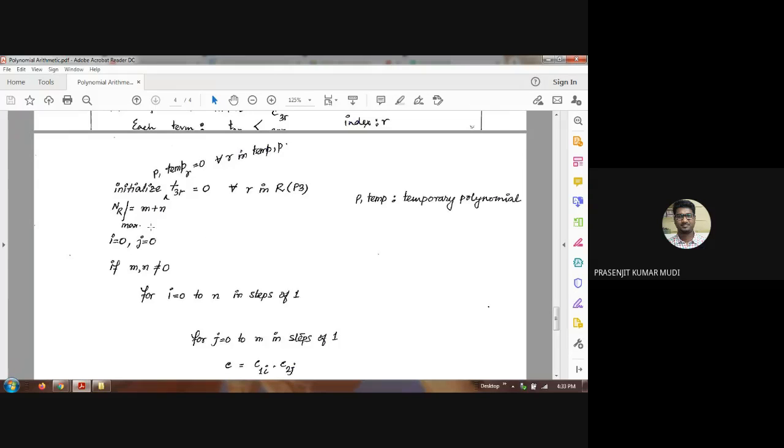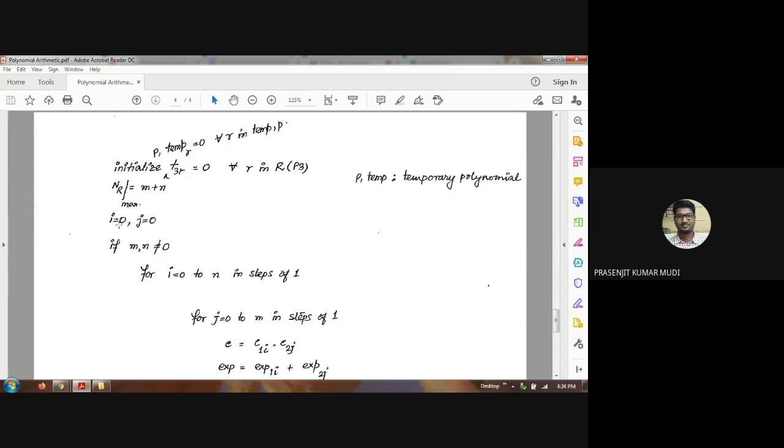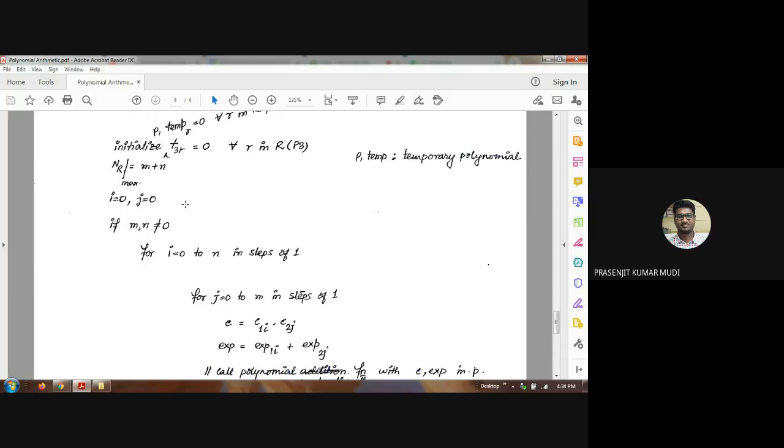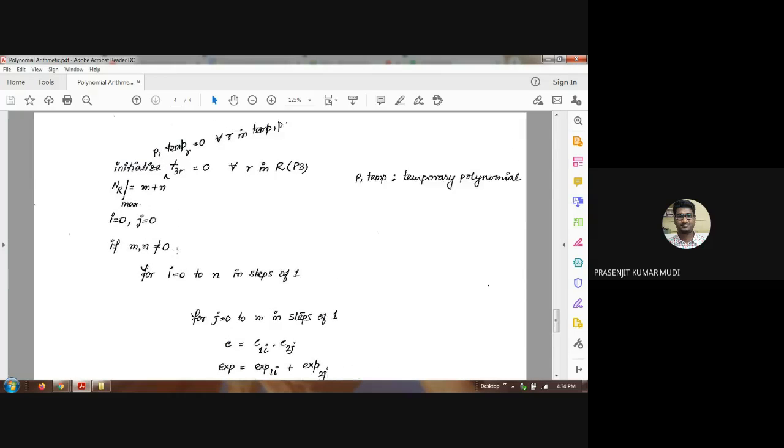Next, number of terms in resultant polynomial. Resultant polynomial is known as capital R or P3. So in capital R, number of terms in resultant polynomial means number of temporary polynomials in resultant polynomial. Both are same, right? So NR max should be equal to m plus n plus 2. Okay, after correction. So I equal to 0, j equal to 0. If mn not equal to 0, you will understand later the significance of this if condition.